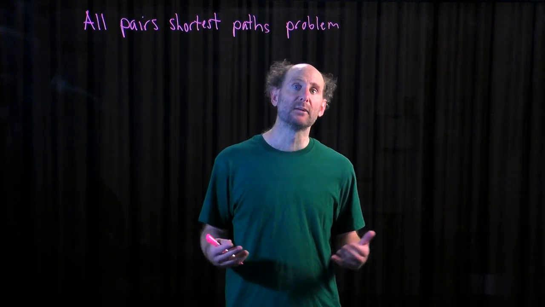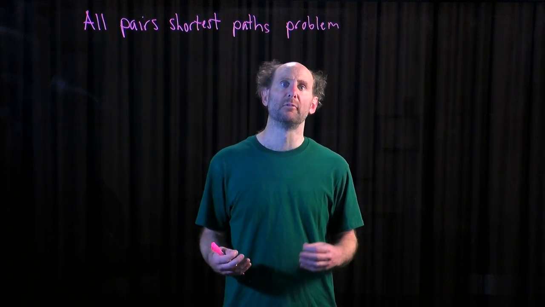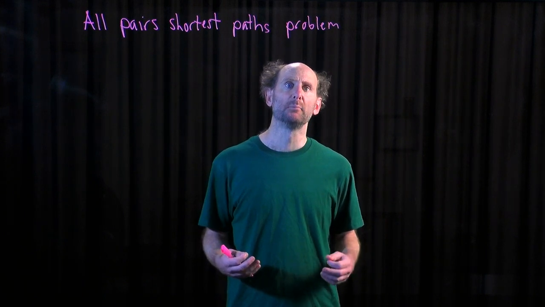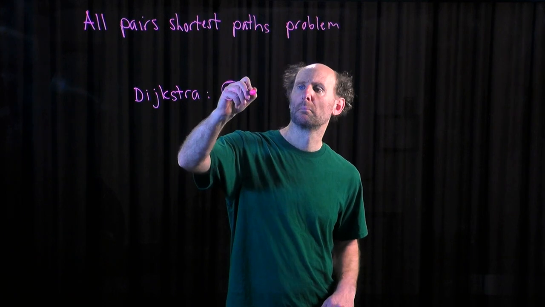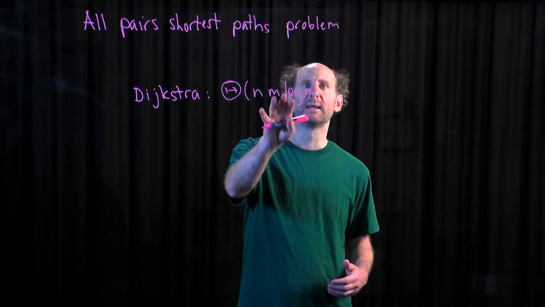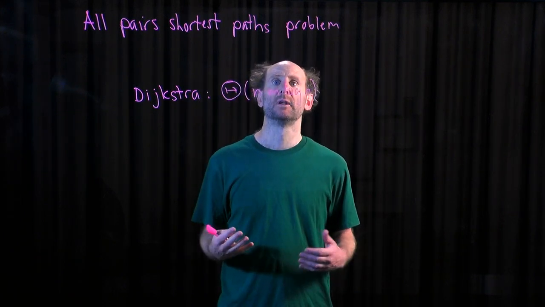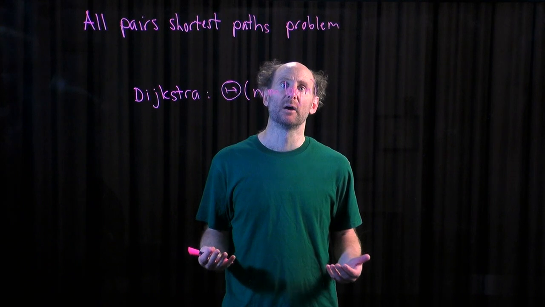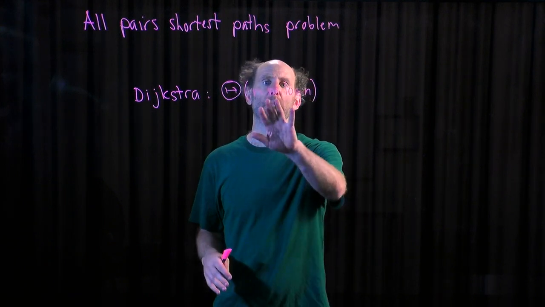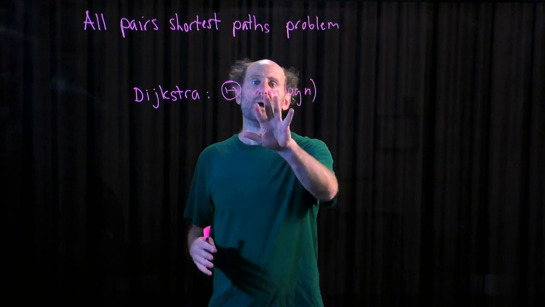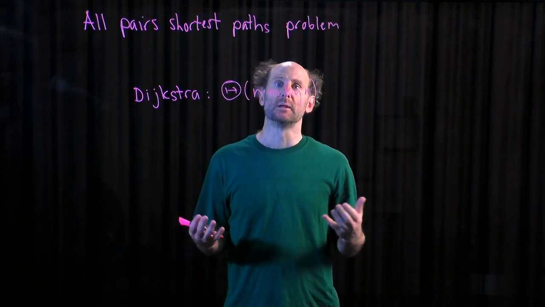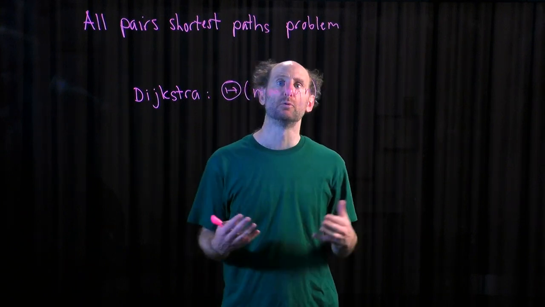We can apply Dijkstra multiple times at a cost of big theta n times m log n if we're using an efficient implementation. Recall that Dijkstra is only valid when there are no negative weight edges in the digraph. And when m is large, so when the graph is dense, this starts to get unwieldy. Looks more like n cubed or more.